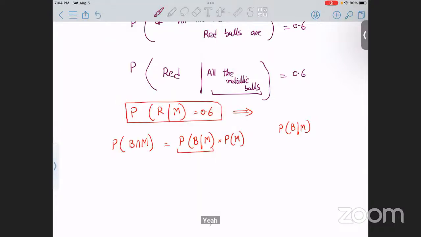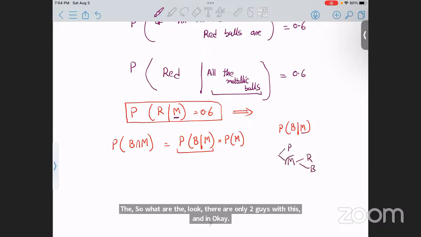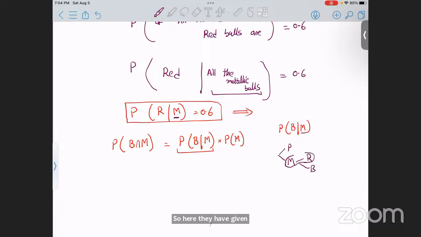Look, all the other balls here, metallic are the same. There are only two kinds of balls: plastic and metallic, and in metallic, red and blue. Here they have given the metallic red, so we want metallic blue. So 1 minus 0.6, that is equal to 0.4.